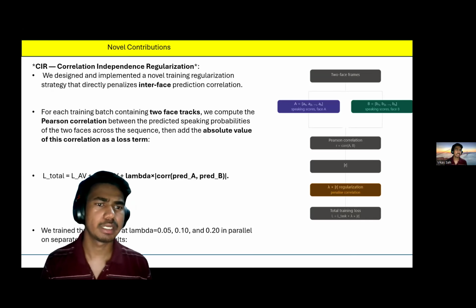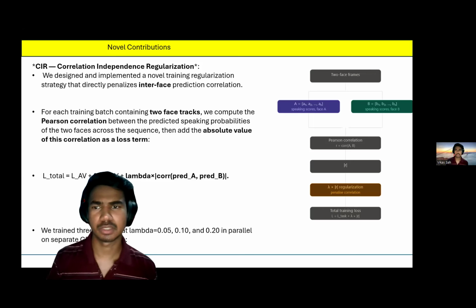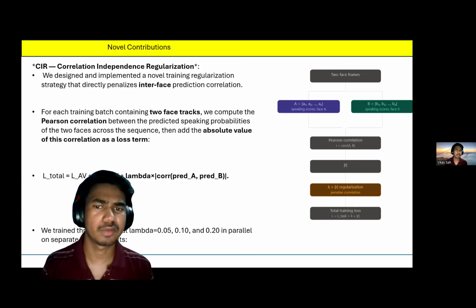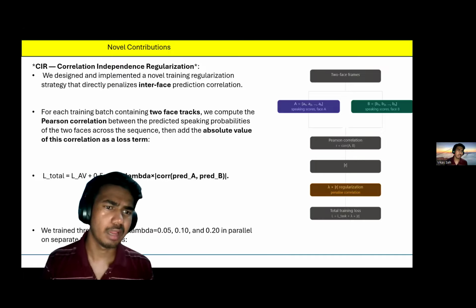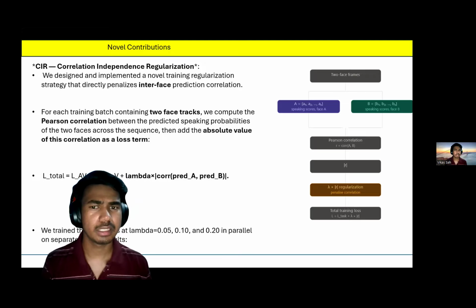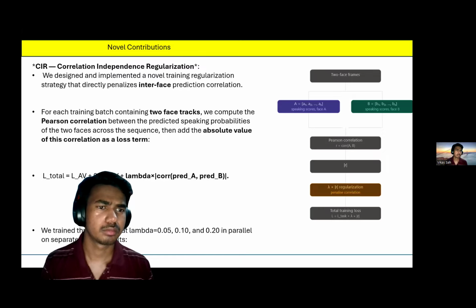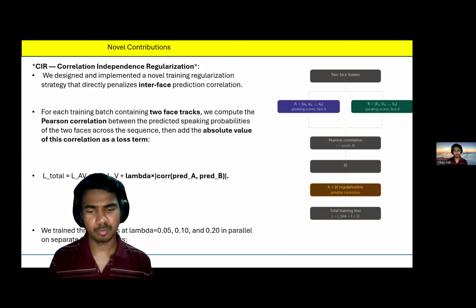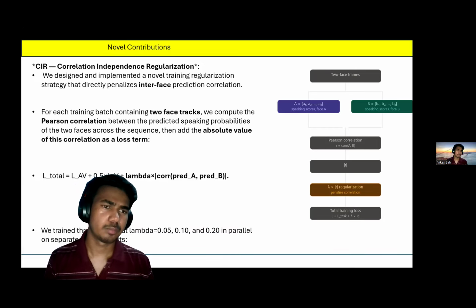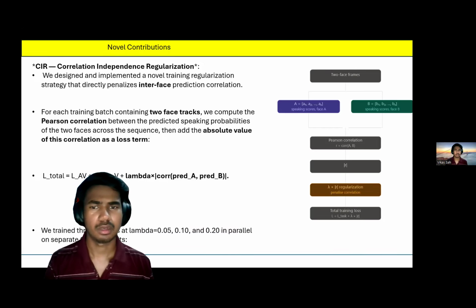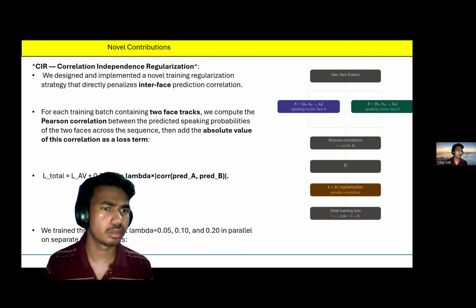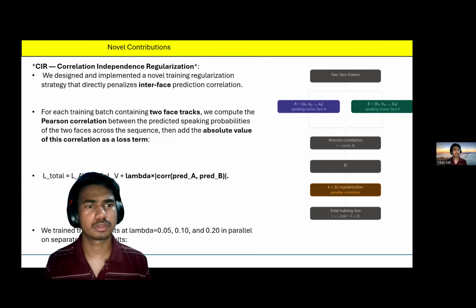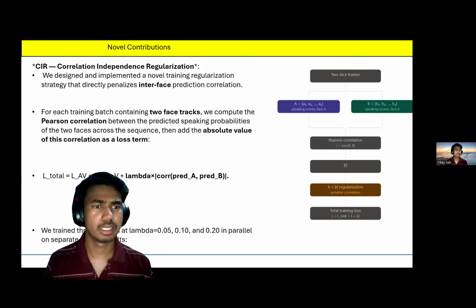So we design and implement a novel training regulation that directly penalizes interface prediction. What we have seen in our analysis is that there is an interface prediction dependency. This occurred because the dataset contains Hollywood movies where, if person A speaks, person B also has to speak. Suppose the hero comments something, the villain also has to turn his back and say something. So there is a dependency over here.